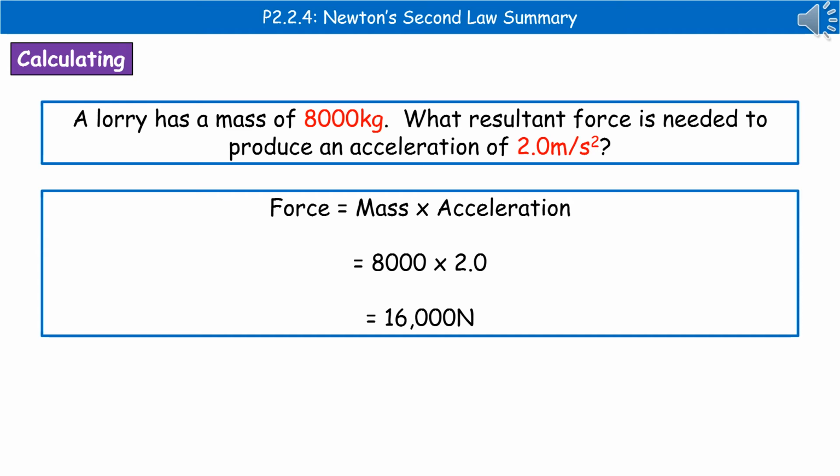Then we're going to write down the formula we're using. In this case, force is mass times acceleration. Substitute in our values. 8,000 is our mass times 2 for the acceleration. Plug that into your calculator, and that gives us the answer of 16,000 newtons. And remember, always write down the working in the answer space, not just the answer.